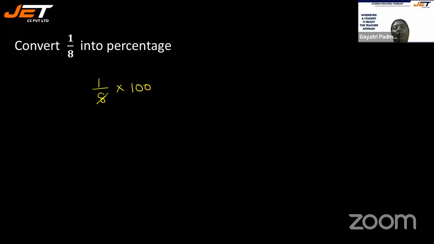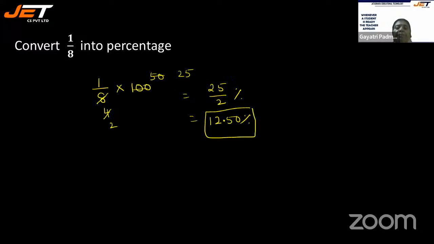Let us do it with very small numbers. 2 4s are 8. 2 5s are 10. Again, 2 2s are 4. 2 2s are 4. 2 5s are 10. So it is 25 by 2 percentage. In other words, 2 1s are 2, 2 2s are 12.50 percentage. So this is in decimal, if you have to say. This is in fraction, if you have to say.